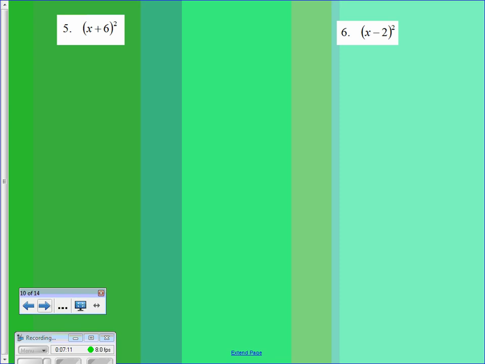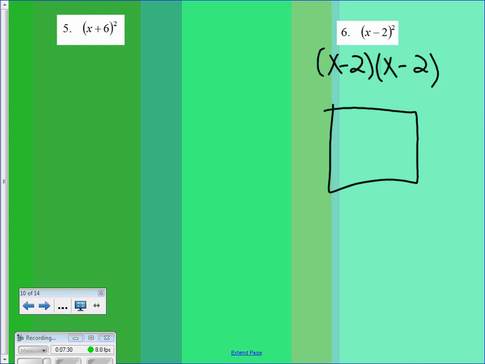So let's practice these. Let's take a look at number 5, and then let's do number 6. I'm going to have you guys try number 5. But let's do number 6 together first. So remember, this is the same as x minus 2 times x minus 2. So then what I'm going to do is draw out my Punnett square, or my box. I'm going to use that method, and then I'm going to write my binomials with the box. Then I'm going to multiply into the box.